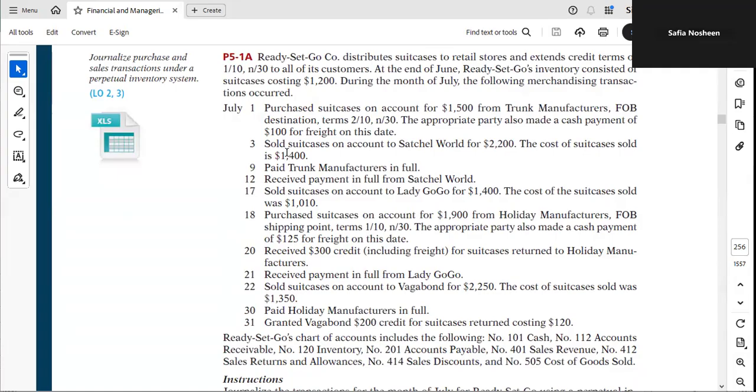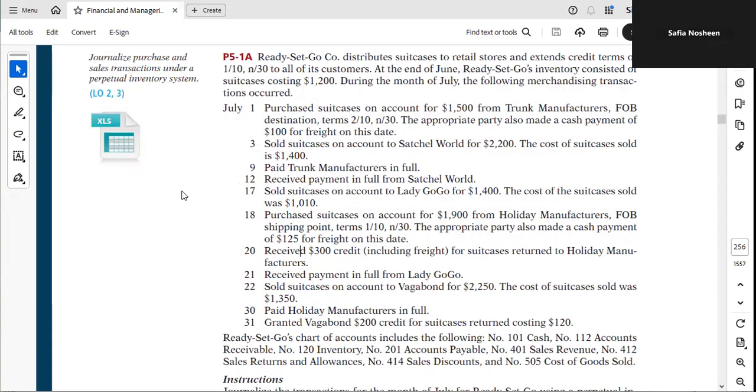As I told you, in the case of a perpetual inventory system, we will have to determine the cost every time a sale occurs. So at the time of making a sale, we will do two types of transactions. One transaction will be to record the sales price, and the other transaction will be to record the cost price. So selling price is 2200 and cost is 1400. So simultaneously we can determine the profit, the amount of profit we are getting from this sales transaction.